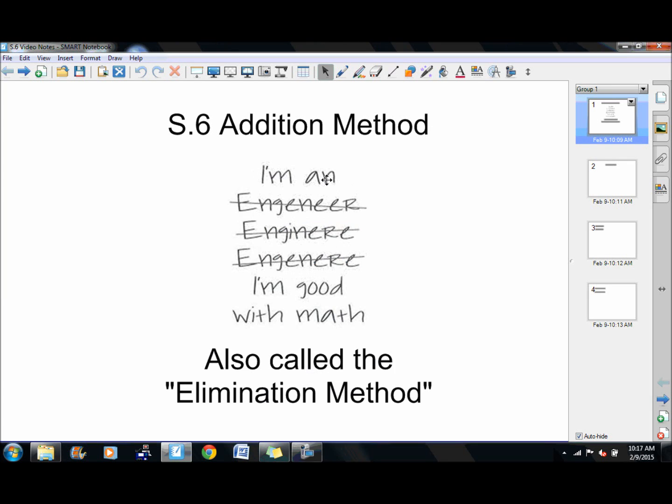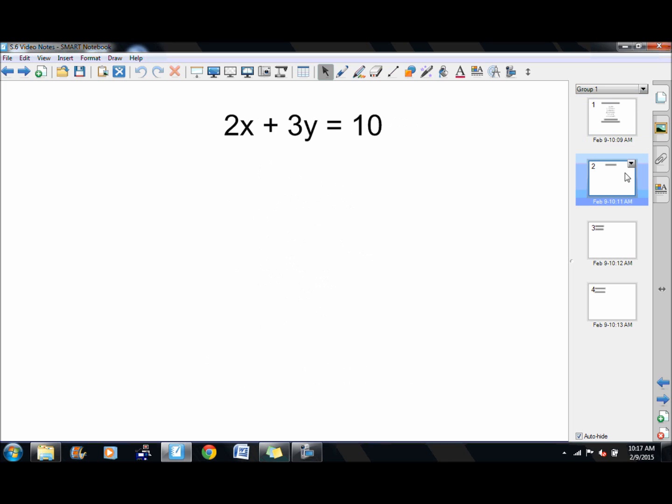We are going to be working on S.6, which is called the addition method. And what I want to really emphasize is that the addition method doesn't give you a different answer than the substitution method or the graphing method or just making a table. You are still finding the point where two lines intersect. This is just a nice shortcut. Many people think that this is the easiest way.